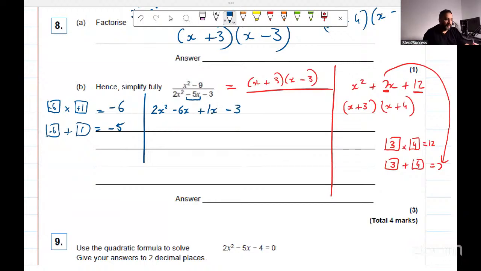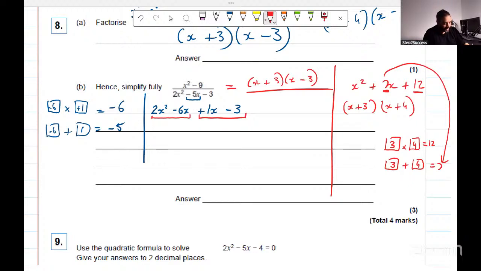Those were the two numbers that I just found, and I've rewritten that and split the -5 into -6, add 1. Once you split it, you pair up the first two and pair up the second two. Then you look at them separately and factorize each of them separately.